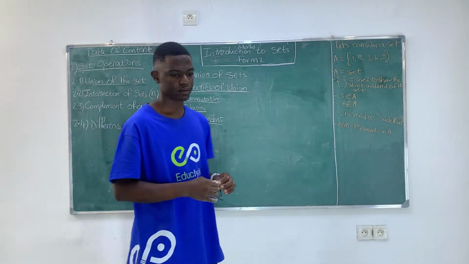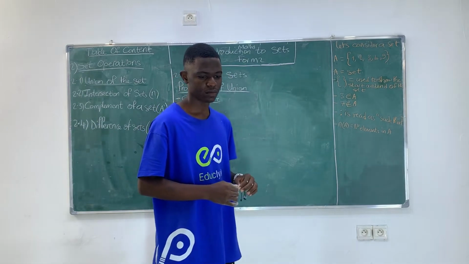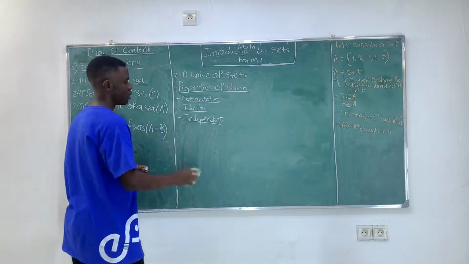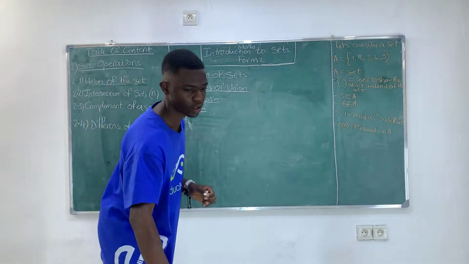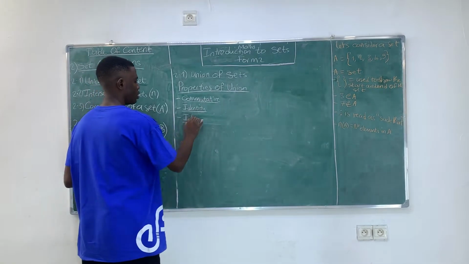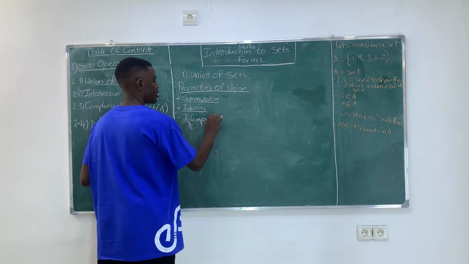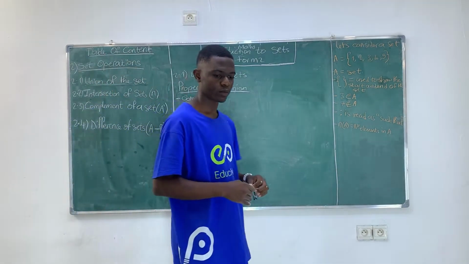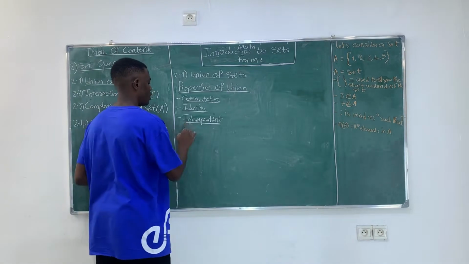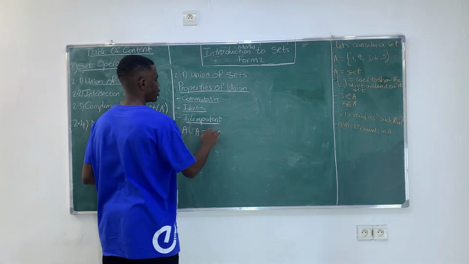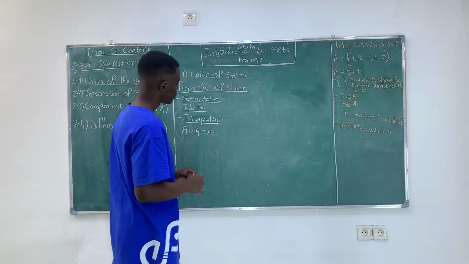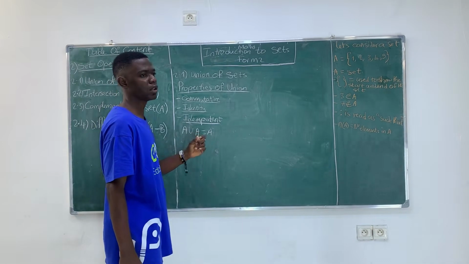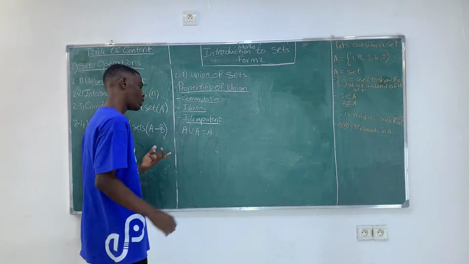So what does it state? It says A union A is the set A. So there is a set A which is equal to another set A. The union of the two sets is going to be equal to A.